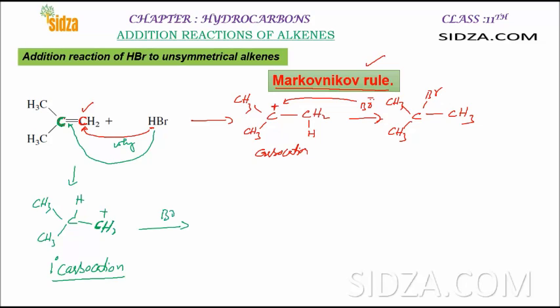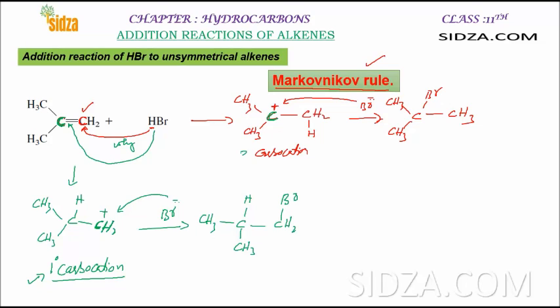The Br negative, the nucleophile, will attack the carbocation, and you get the product like this, CH2 here and the Br over here. But if you compare this addition with the addition as per Markovnikov's rule, you see that there is a difference in the stability of the carbocation. Over here you get a 1 degree carbocation, but over here you get a tertiary carbocation.